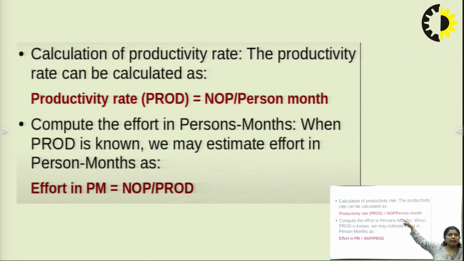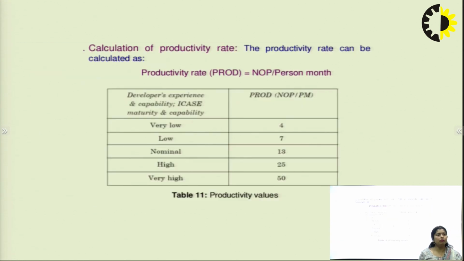Again, the parameter is productivity rate. Productivity rate can be calculated by using the number of object points upon person per month. And the effort in person per month can be calculated by dividing the number of object points by the productivity rate. Person per month is actually nothing but the effort. There is the developer experience: if the experience is very low, the productivity rate will be less as compared to high experience.